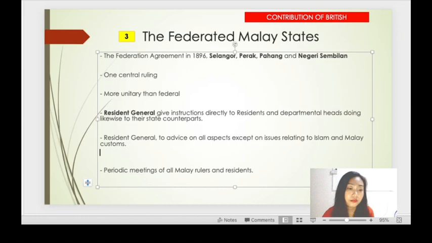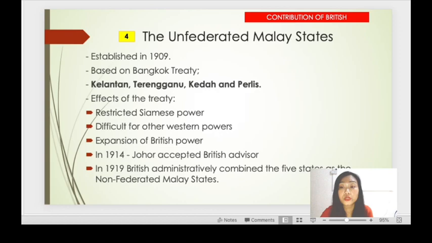Next one, the Unfederated Malay States or Negeri-Negeri Melayu Tidak Bersekutu. It was established in 1909 based on the Bangkok Treaty, in which it consists of Kelantan, Terengganu, Kedah and Perlis. And what are the effects of the treaty? It restricted Siamese power, made it difficult for other Western powers to intervene, and of course expanded British power in the Malay states. In 1914, Johor accepted a British advisor under this system, and in 1919, the British administratively combined the five states as the Unfederated Malay States.